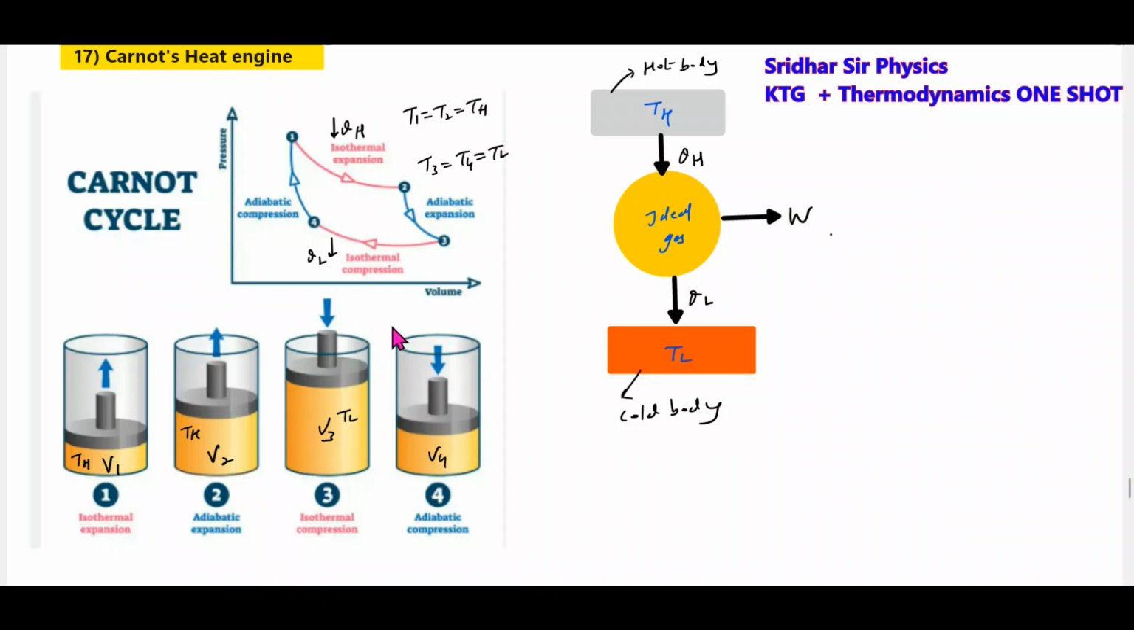So like this, it is made to undergo the cyclic process: isothermal expansion, adiabatic expansion, isothermal compression, adiabatic compression. Heat is absorbed only here, from the hot body. It will do the cyclic process, then it will reject heat to the cold body. Then we define efficiency as work done by net heat absorbed. Net heat absorbed will be QH. What is W equal to? QH minus QL, so efficiency equals QH minus QL by QH, or efficiency equals 1 minus QL by QH.